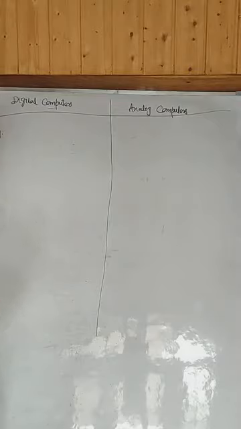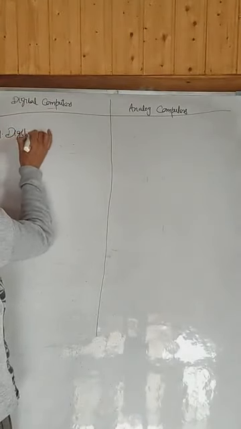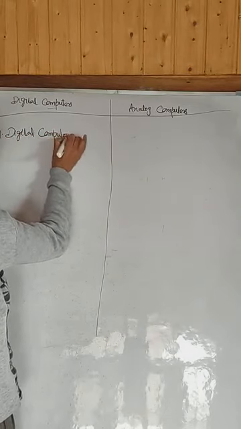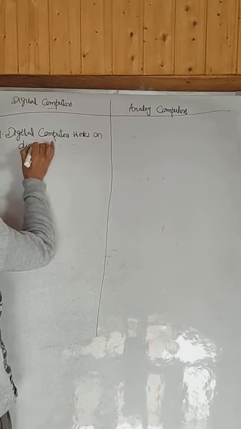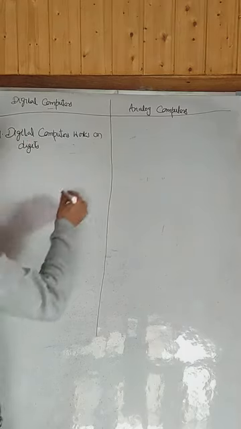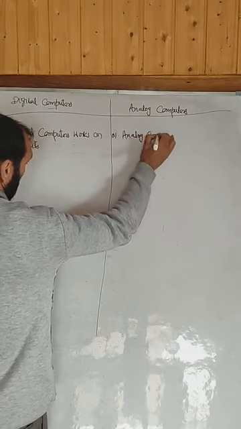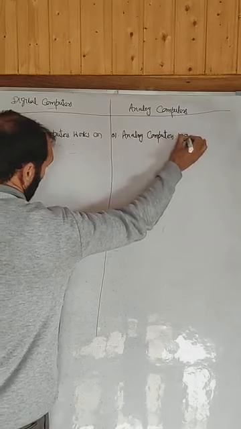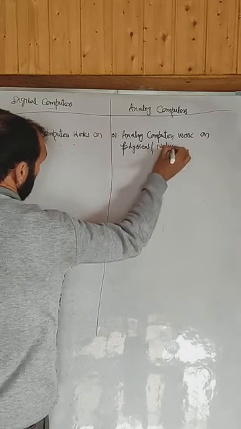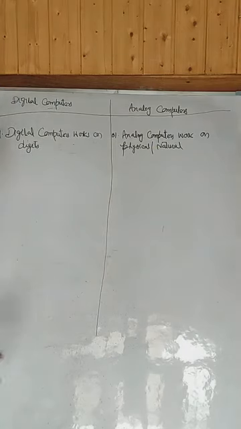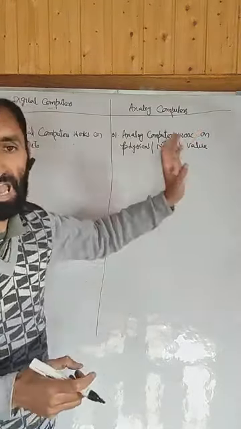Digital computers work on digits, whereas analog computers work on physical quantities, natural values.